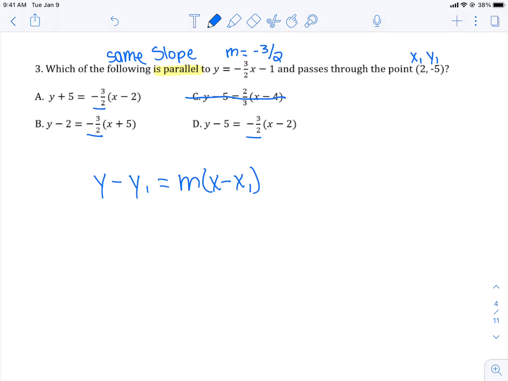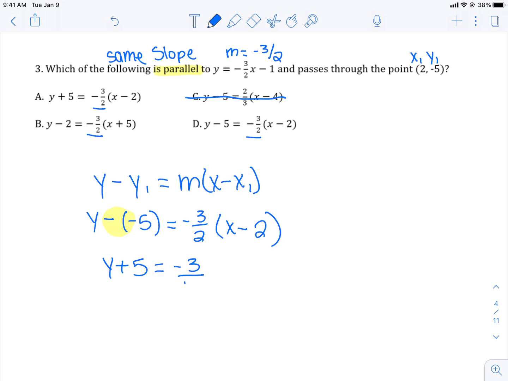So I'm going to go ahead and plug it in so we can see what it looks like. I have y minus, I'm plugging in a -5 for y sub 1, equals my slope, which we said was -3/2 because we want it to be parallel, times x minus, and I'm plugging in 2 for x sub 1. Well, remember, we can't have a double negative like we do here. A double negative turns into a positive, and everything else stays the same.